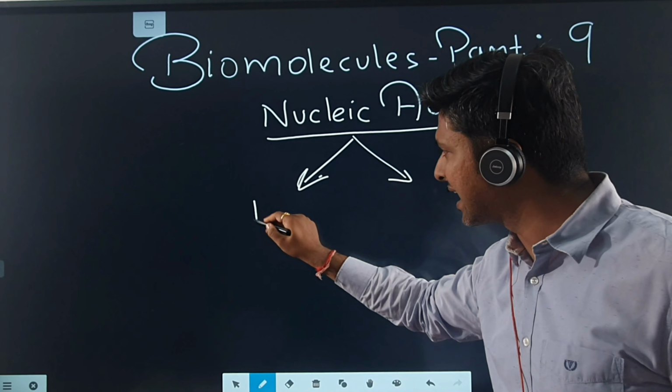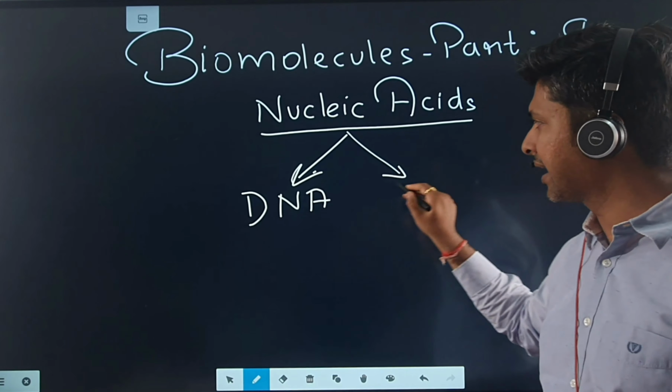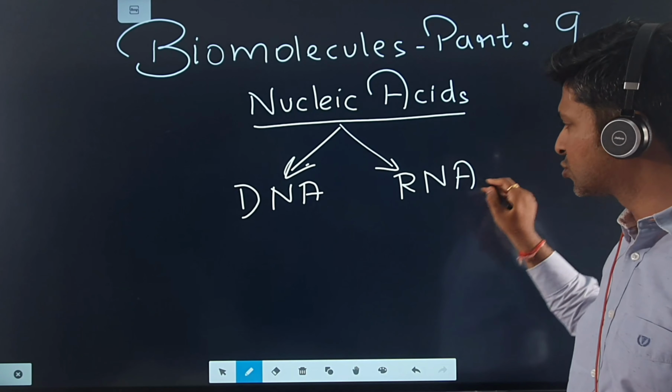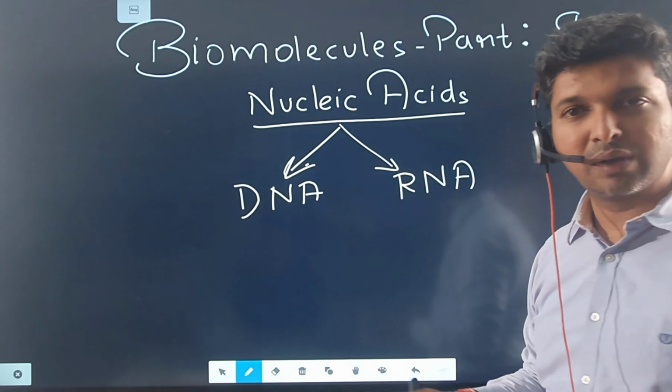We are in part 9 of biomolecules and we're going to discuss nucleic acids today. That's the last part of biomolecules, and we all know that there are two types of nucleic acids, that is DNA and RNA. Deoxyribose nucleic acid and ribose nucleic acid. What is the difference between the two? We are going to see that in full detail.